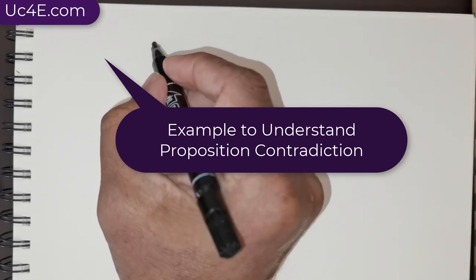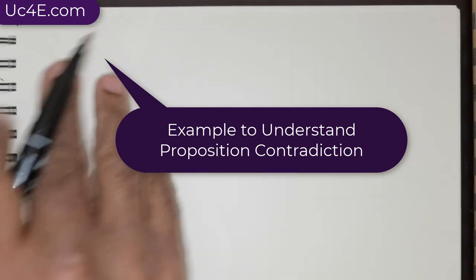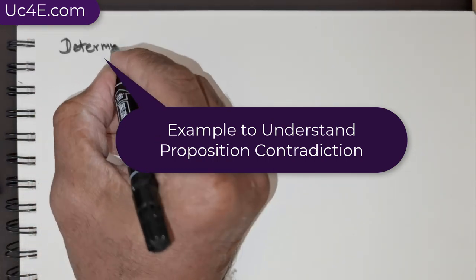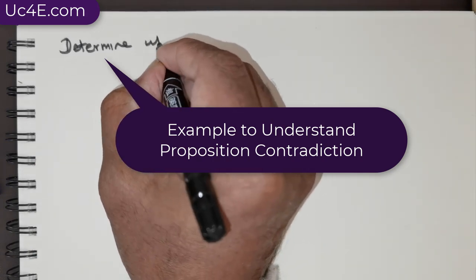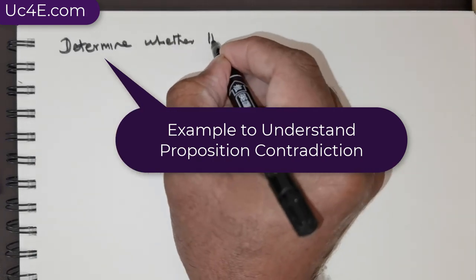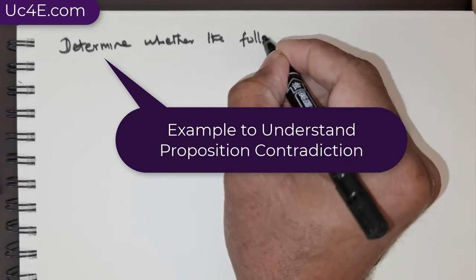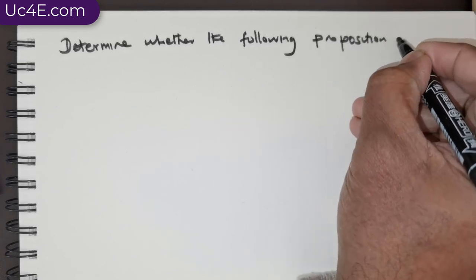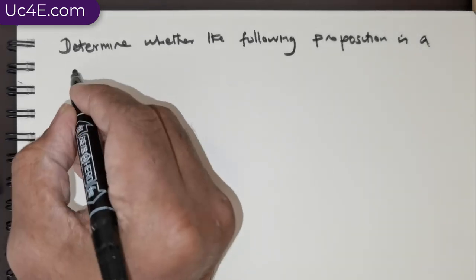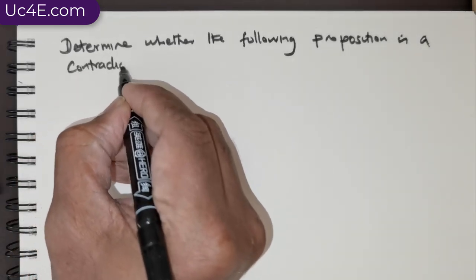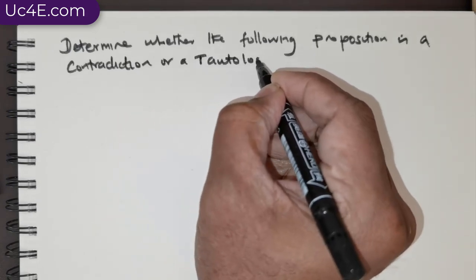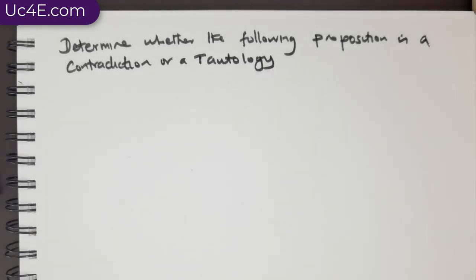Now we will give an example for a proposition which is a contradiction. So the question is as follows. Let me write that down. Determine whether the following proposition is a contradiction or a tautology. So this is the question.